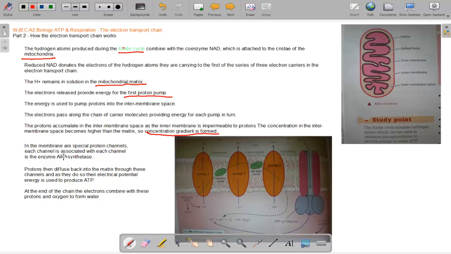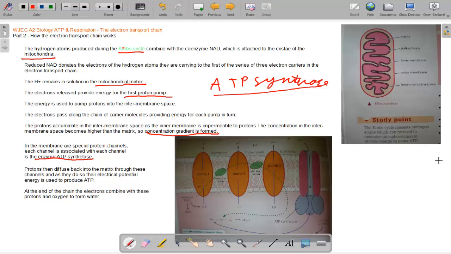So in the membranes are special protein channels. Each channel is associated with the enzyme ATP synthetase, or I've got it here in the textbook as ATP synthase. Depends which way you want to remember it, but ATP synthase and ATP synthetase both give you marks. Protons then diffuse back into the matrix through these channels, and their electrical potential energy is used to produce ATP.